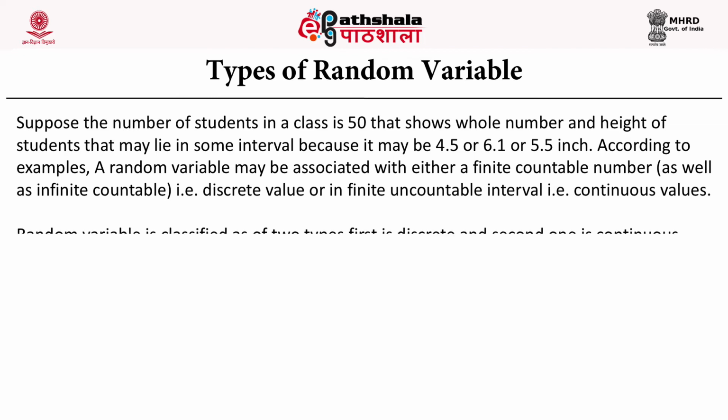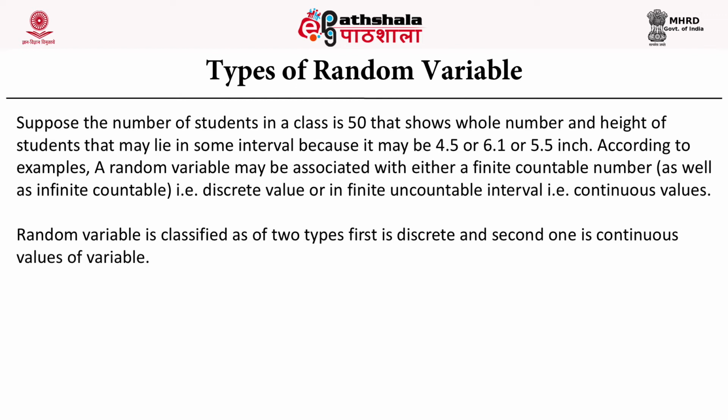Suppose the number of students in a class is 50. That is a whole number, while the height of students may lie in some interval, because it may be 4.5 or 6.1 or 5.1 in inches. According to this example, a random variable may be associated with either a finite or infinite countable number, that is discrete values, or an infinite uncountable interval, that is continuous values. A random variable is classified into 2 types. First is discrete and second is continuous.